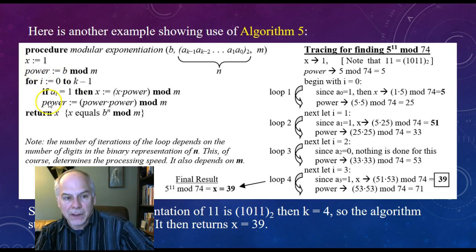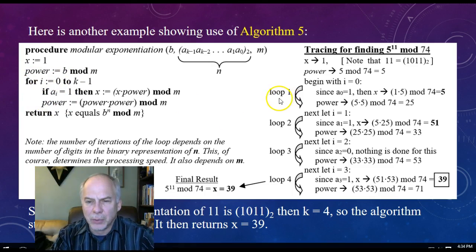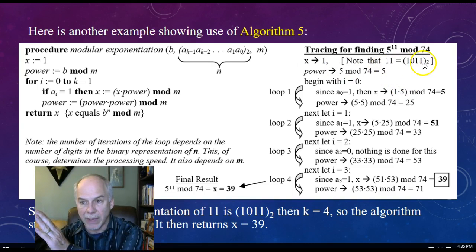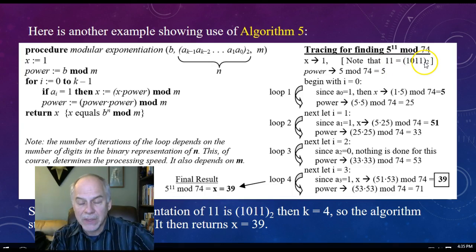Then you begin the loop. In loop one, you are looking at if A0 equals 1, because i is 0 here. A0 is the first digit from the right side of the binary representation of 11, which is 1.